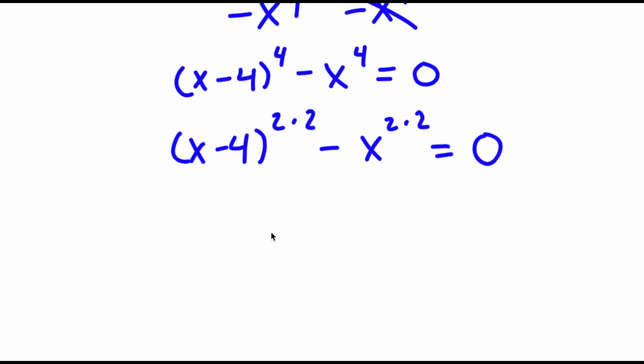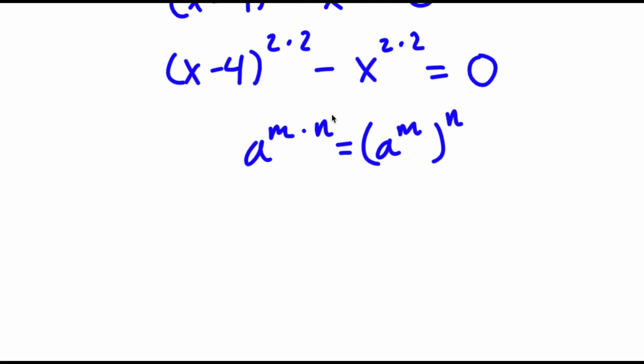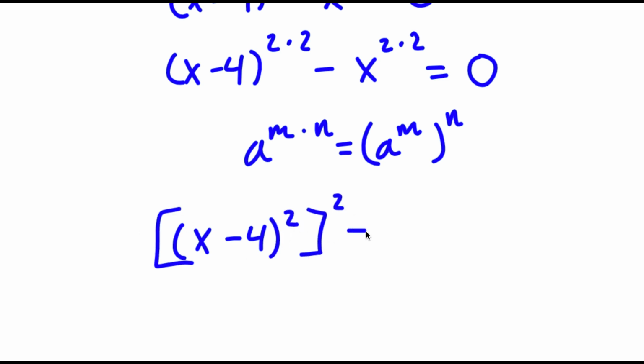So if I have something in the form a to the power of m times n, this is equal to a to the power of m to the power of n. So x minus 4 to the power of 2 times 2 is going to equal x minus 4 to the power of 2 to the power of 2, minus x to the power of 2 times 2, which is x squared to the power of 2. Now this is equal to 0.